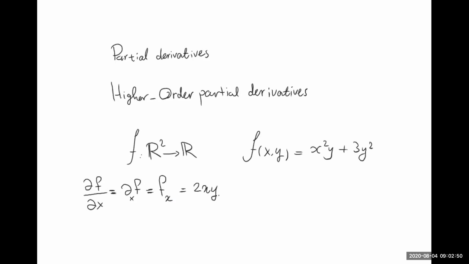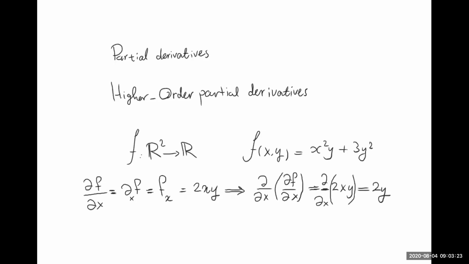Now, the point is that we can take a second derivative with respect to x. So we have computed the derivative with respect to x, which is 2xy. We can take the derivative with respect to x again. So this is the notation we use. Taking the partial derivative with respect to x again, here would be 2y.